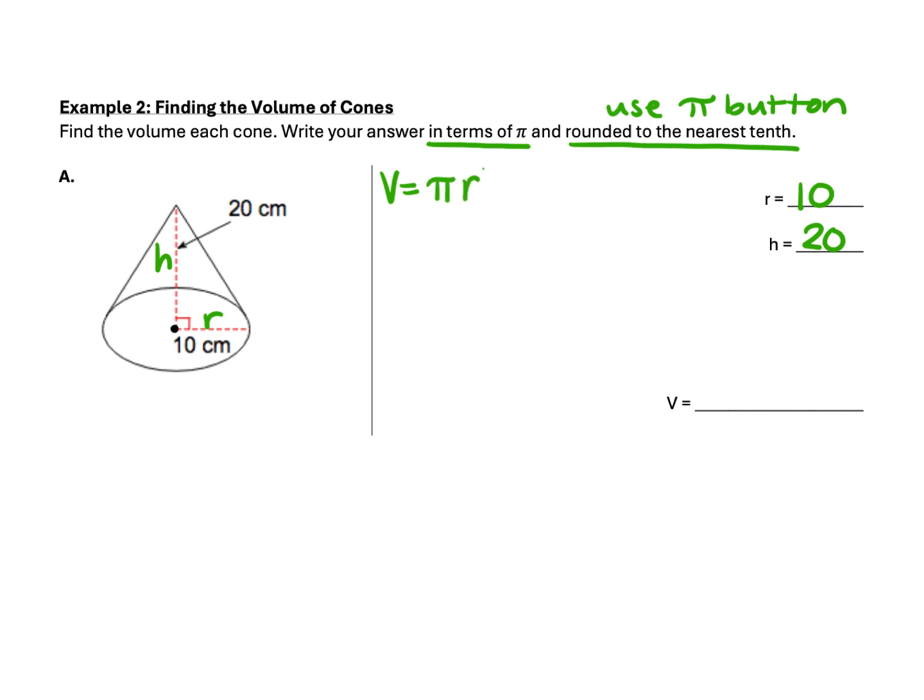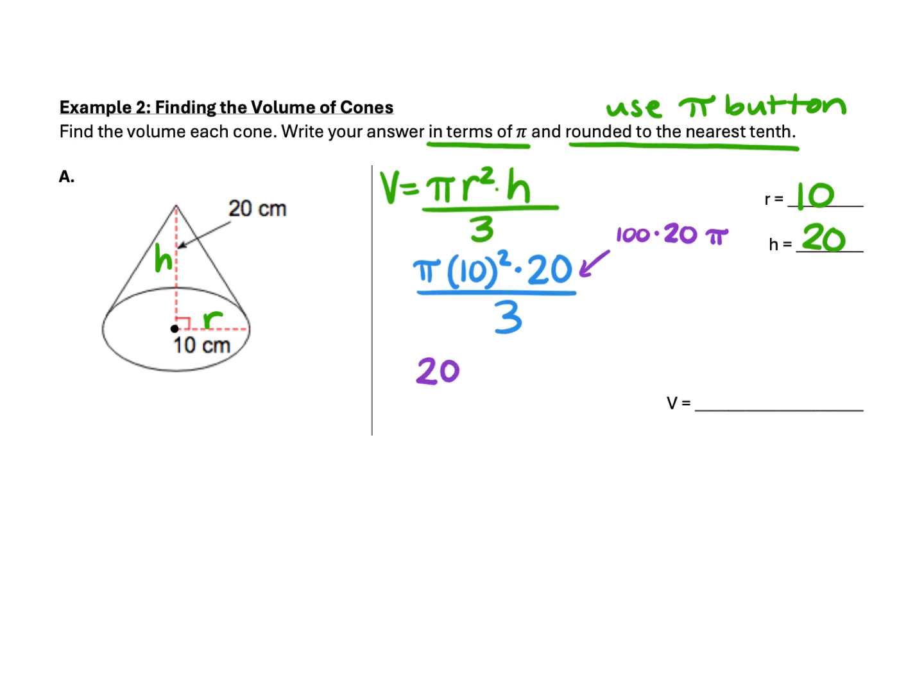Volume equals pi r squared times h divided by 3. And then let's put our values in there. So we have pi times 10 squared times 20 all over 3. And then order of operations says we square the 10 first before we multiply by 20. So 10 squared is 100. 100 times 20, and then don't lose your pi. Pi is still in the answer. So 100 times 20 pi all over 3 is 2,000 pi over 3.